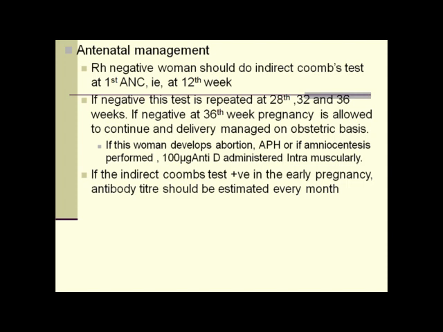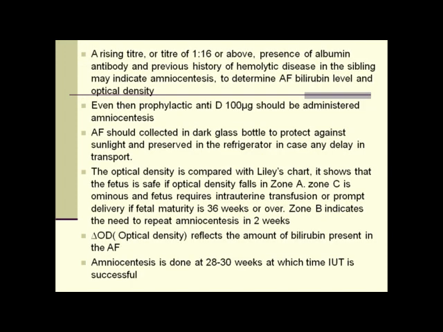If the indirect Coombs test is positive in early pregnancy, the antibody titer should be estimated every month. A rising titer or a titer of 1:16 or above, presence of albumin antibody, and a previous history of hemolytic disease in a sibling may indicate amniocentesis to determine the amniotic fluid bilirubin level and optical density. Even then, prophylactic anti-D 100 micrograms should be administered before amniocentesis.